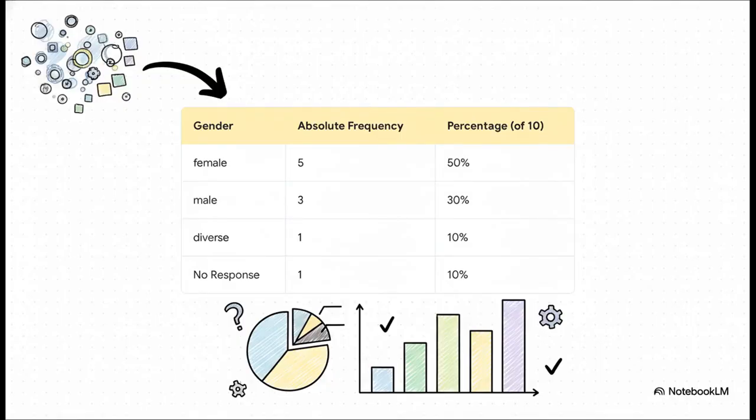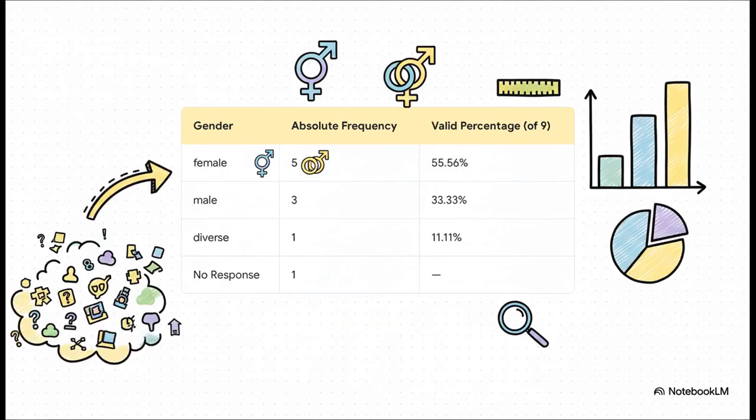Okay, in this example, one person didn't respond. See that percentage column? It's based on all 10 surveys. It says that 50% of respondents were female. But is that really true? Not quite. It's 50% of the total surveys, including the one that was left blank. It's just a little bit misleading. Now look at the solution. By adding that valid percentage column, we're recalculating based only on the 9 people who actually answered, and all of a sudden, the number for female jumps up to over 55%. This right here is the key takeaway. It gives us a much more accurate picture of what the people who actually participated had to say.